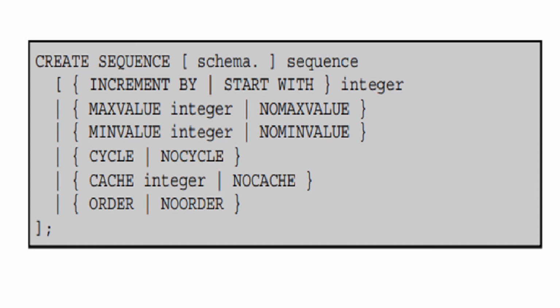Sequence syntax: CREATE SEQUENCE, then a schema, which is optional, then the sequence name, and after that INCREMENT BY, START WITH integer, MAXVALUE integer or NOMAXVALUE, MINVALUE integer or NOMINVALUE, CYCLE or NOCYCLE, CACHE integer or NOCACHE, ORDER or NOORDER.